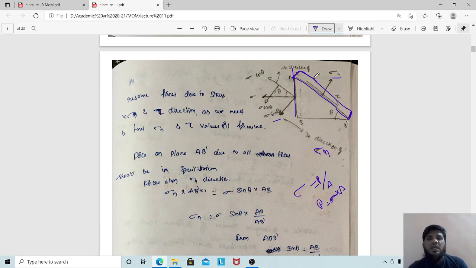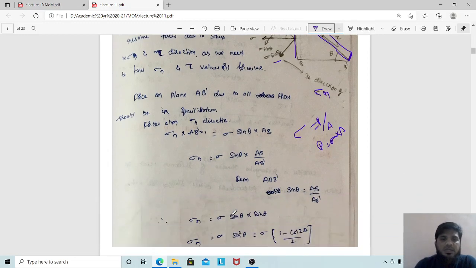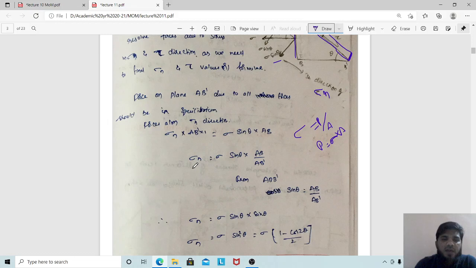So we are equating. They are equal and opposite to one another, so I have equated directly. If you want to write it as an equation, if one is positive, the other will be minus. That is equilibrium, meaning upside force is equal to downside force. So with that, you can calculate the value of normal stress, that is sigma n is equal to sigma sin theta into AB by AB dash.